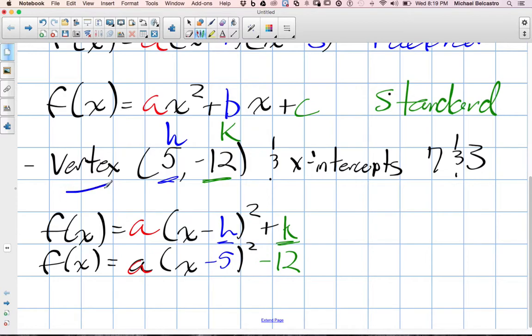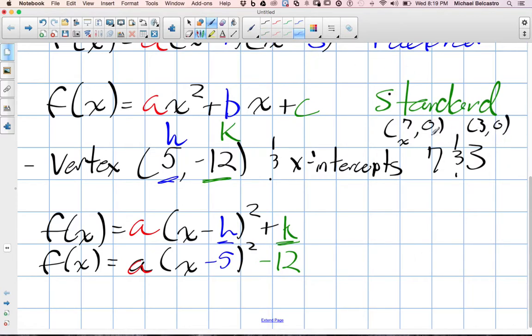In order to really find the a, you need the vertex and you need another coordinate. Luckily, they've given us 2 other coordinates. I can choose either one. Though they didn't write the entire coordinate out, if this is an x-intercept, what that means is the x value is 7 and the y value is 0, because that's where it crosses. And then that also means this.